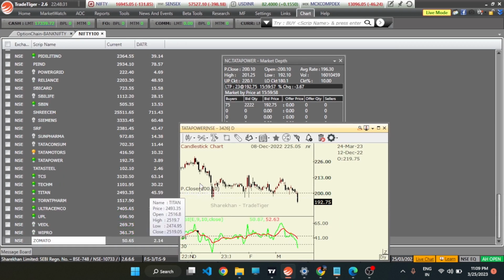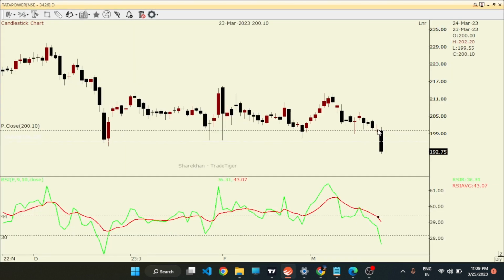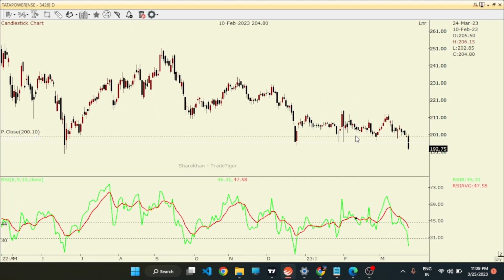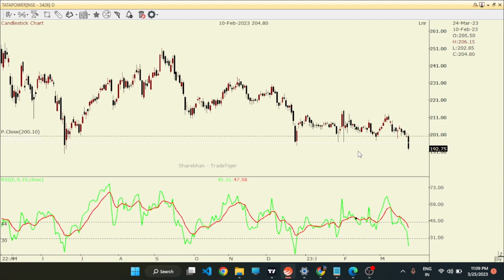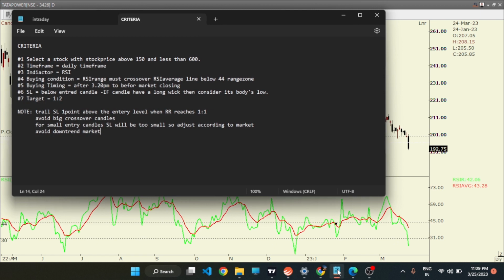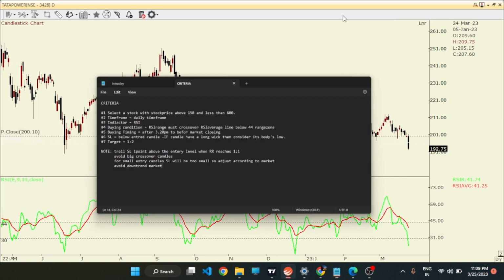So yes, this is the strategy. Do some backtesting by yourself, and please make a note of this criteria. And if you have any new conditions that need to be added to our criteria, please let me know in the comment section. If you have any queries, please add them in the comment section. That's it. Thank you.